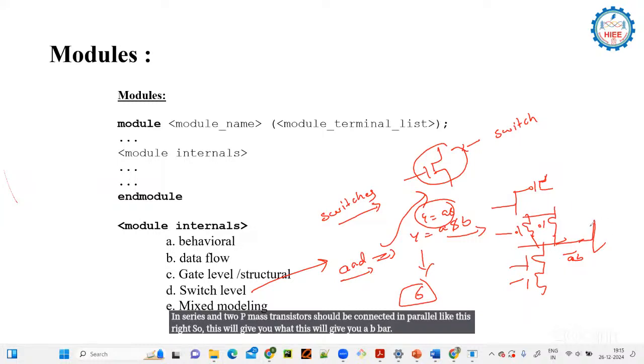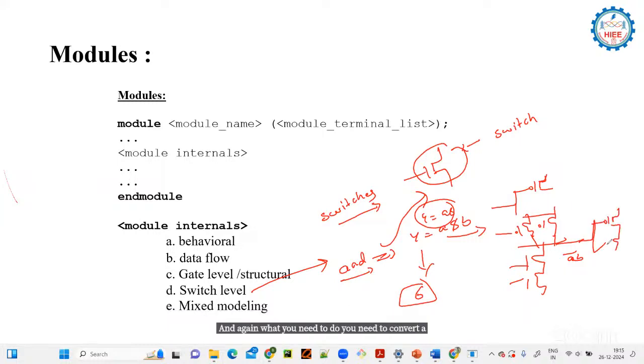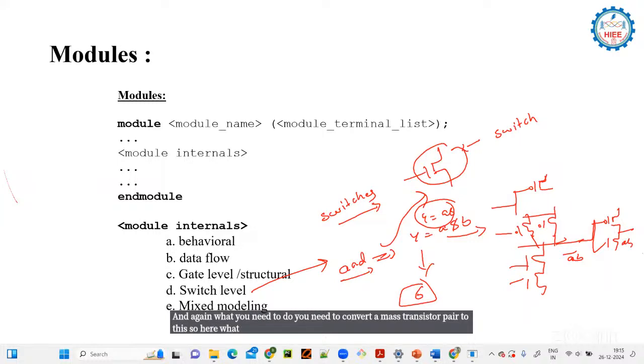And again, what you need to do? You need to convert a MOS transistor pair to this. So here what you will be getting? AB.